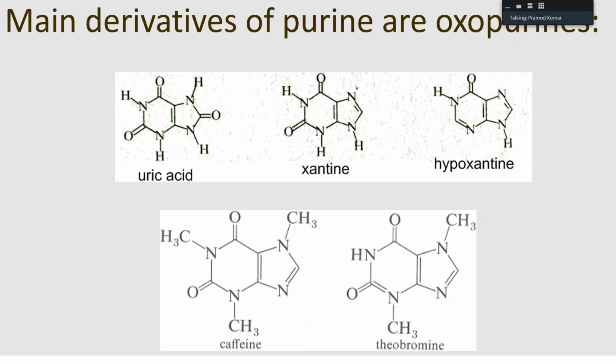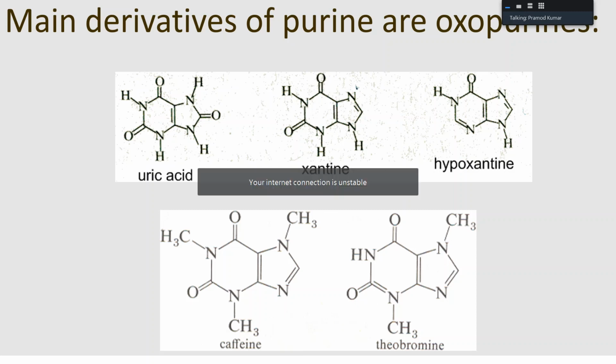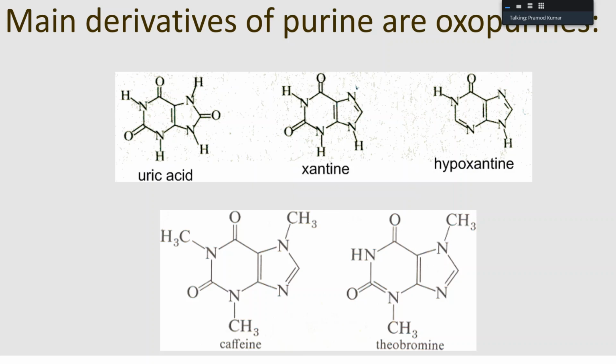Some of the derivatives of this are uric acid, xanthine, hypoxanthine, caffeine, theobromine. So this can be asked in your exam. Oxopurines. Derivatives of purines are uric acid. So uric acid is similar to your barbituric acid. You get 3 oxo groups. Barbituric acid also contains 3 oxo groups. Okay, 2 in your pyrimidine ring, 1 in your imidazole ring. Okay, in between 2 nitrogens there are carbonyl groups.